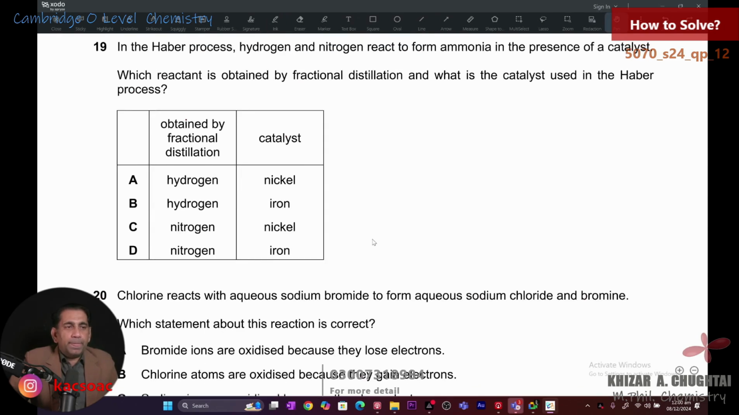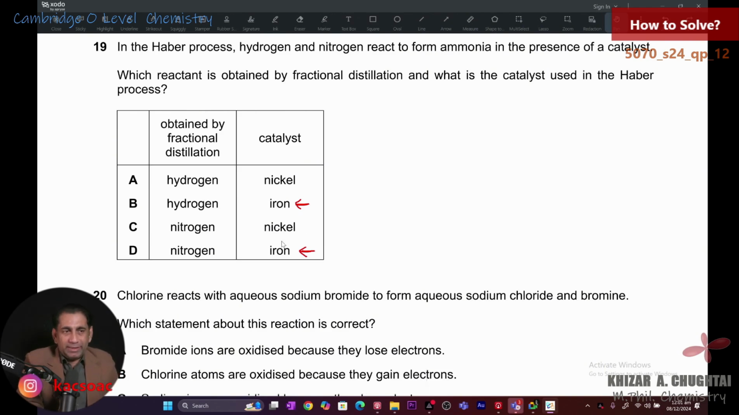Question number 19. In the Haber process, hydrogen and nitrogen react to form ammonia in the presence of a catalyst. Which reactant is obtained by fractional distillation, and what is the catalyst used in the Haber process? The Haber process basically uses iron as a catalyst. So there is a fixed catalyst. There is only one main catalyst, that is iron.